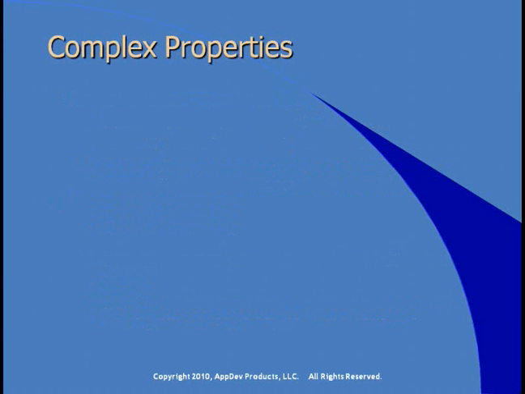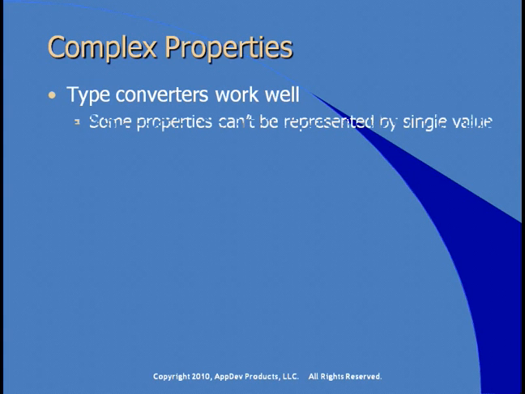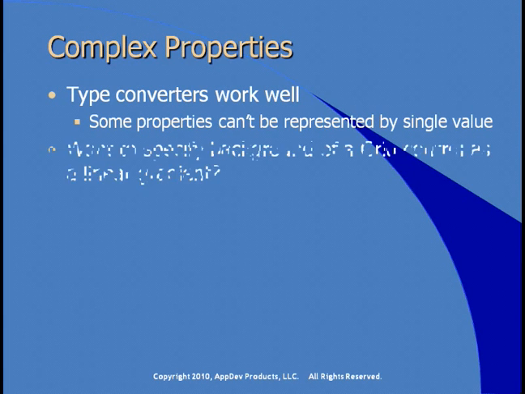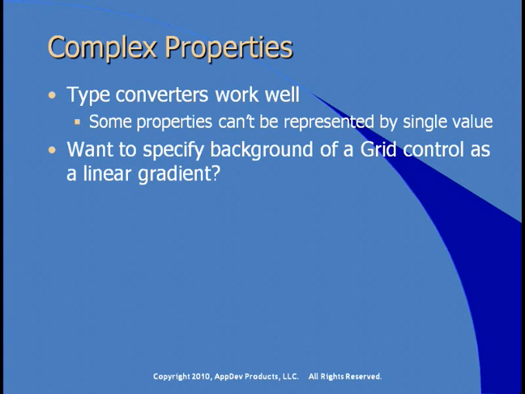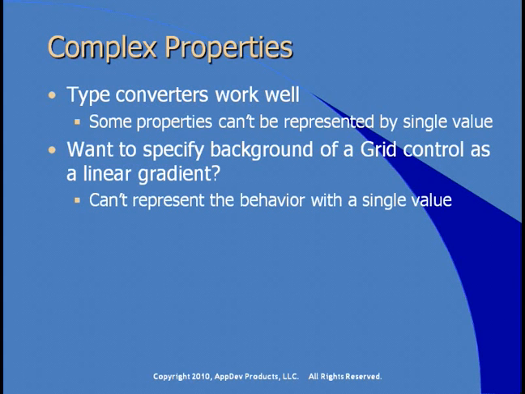Now, type converters work fine, and there's a bunch of built-in ones, and we could also create our own. But some properties can't be represented by a single value. What if you want to specify the background of a grid control as a linear gradient? You can imagine a gradient which moves from one color to another across the width of the grid. You need to specify both colors. You need to specify at which point we switch from one color to the other. There are a number of different things we need to specify, and we can't represent that behavior with a single value.